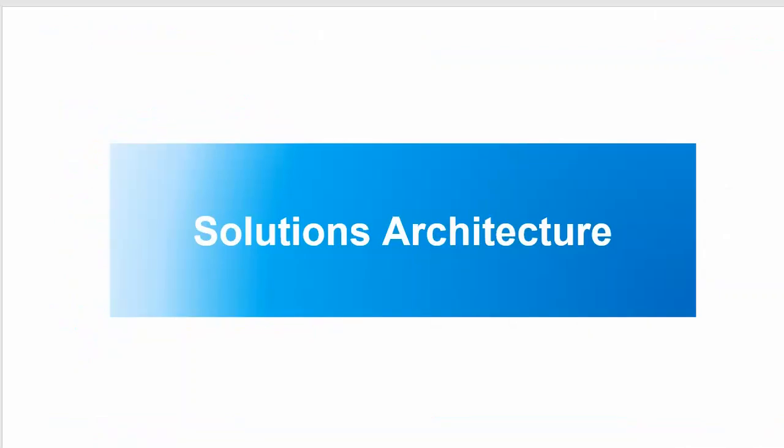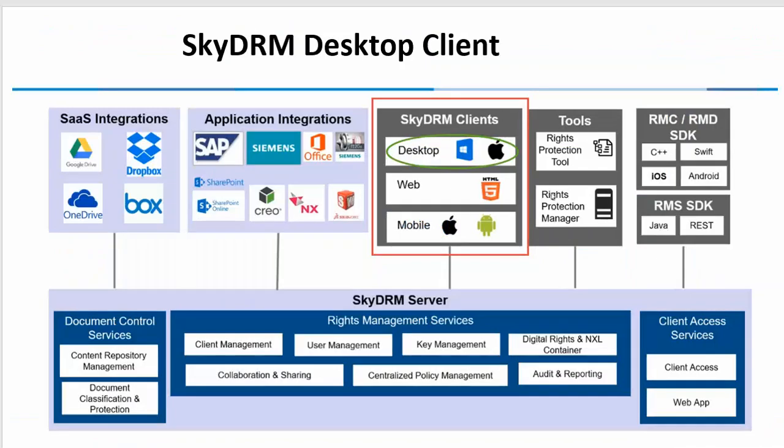Let's look at the solution's architecture. So in this particular short demonstration, we'll be using one component, in this case the SkyDRM desktop client, which I have circled in green, which interfaces with the SkyDRM server and the rights management services that it provides to help with securing the documents that are being shared.